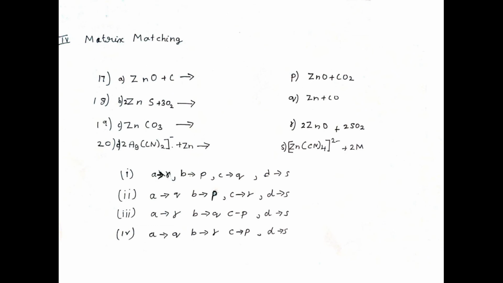This is matrix matching. In this I have given you half reaction. You have to find the other half reaction. So ZnO plus C gives rise to what? 2ZnS plus 3O2 gives rise to what? ZnCO3 plus heat gives rise to what? 2AgCN plus Zn gives rise to what? I have given the options below. Please find the correct option and mark it. Thank you.